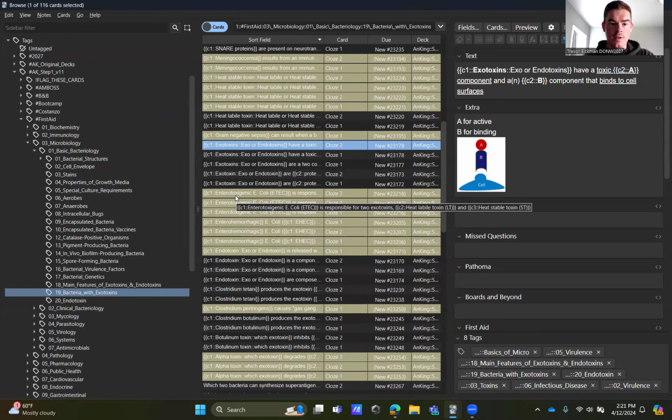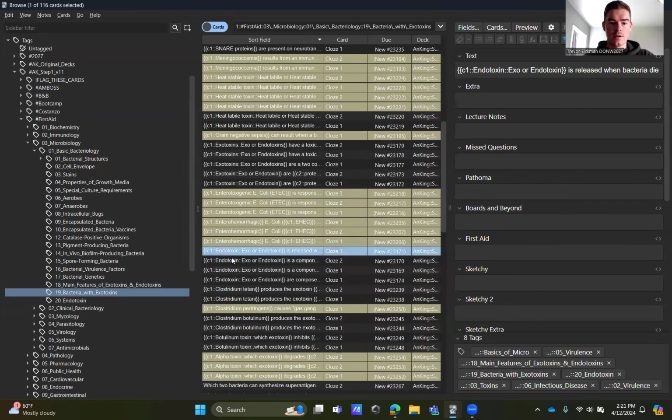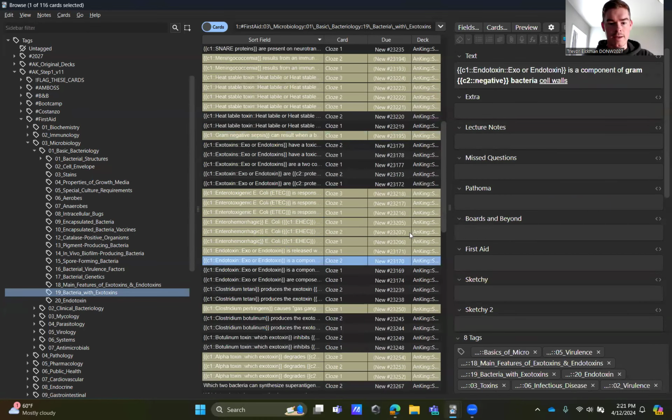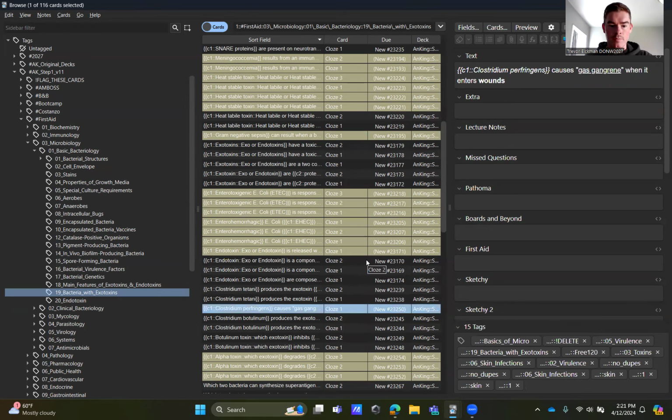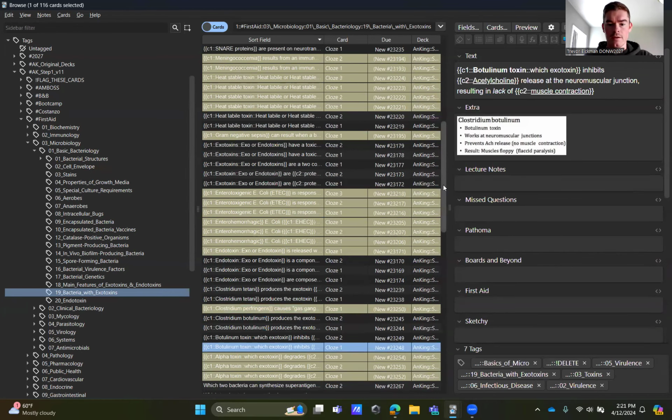And then you're going to skip over the enterotoxigenic, the ETEC. You're going to skip over all these, and the EHEC. You're going to skip over that. And then you're going to get down to this card, the endotoxin, exotoxins released when bacteria die. Already talked about that, so we're going to skip right past that. And then from this one down, you're going to grab the next 5 cards, skipping Clostridium perfringens. Yeah. And then grab 4 after that. And so you should be right here.